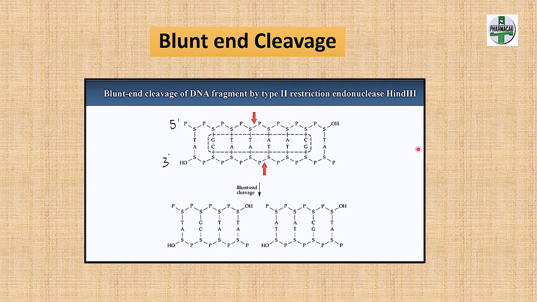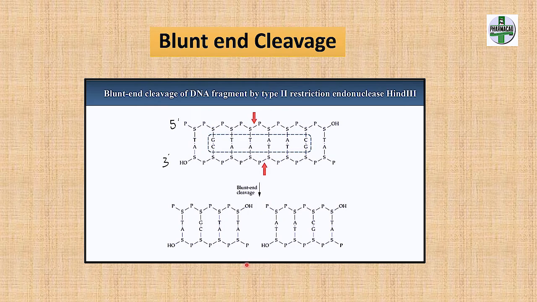Hint 3: the restriction endonuclease will fragment this DNA into exact two halves. This type of cleavage is called blunt end cleavage, as the end which is formed is blunt. There are no free nitrogenous bases available in the fragmented DNA.